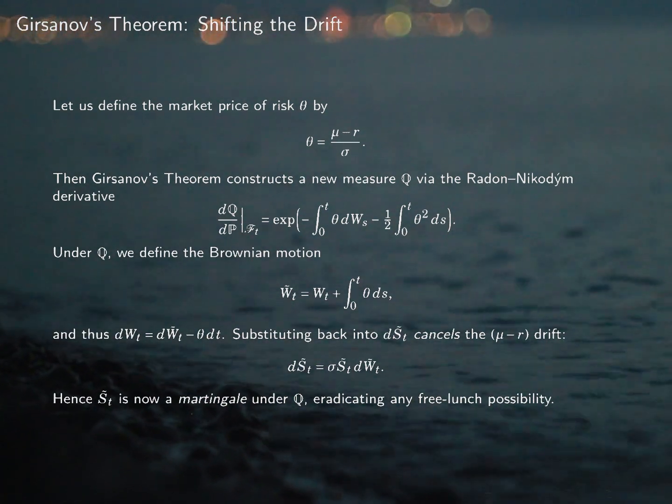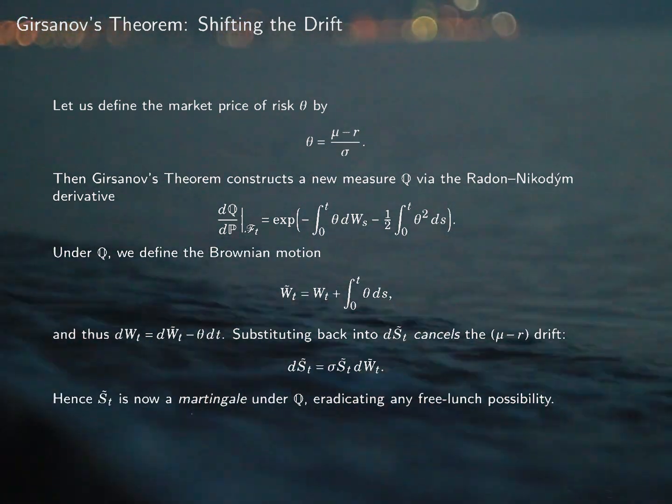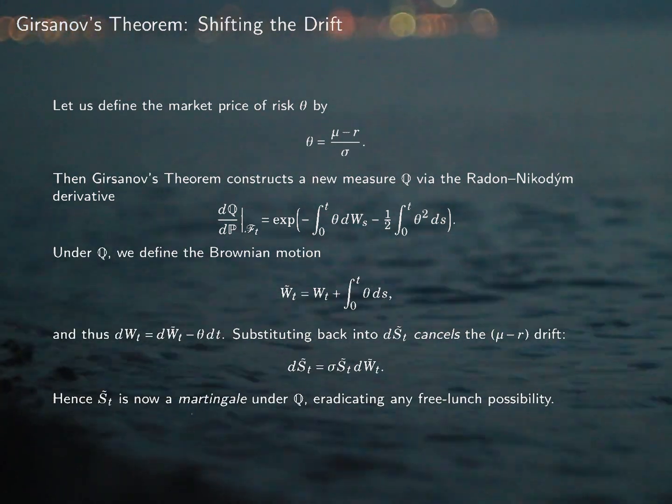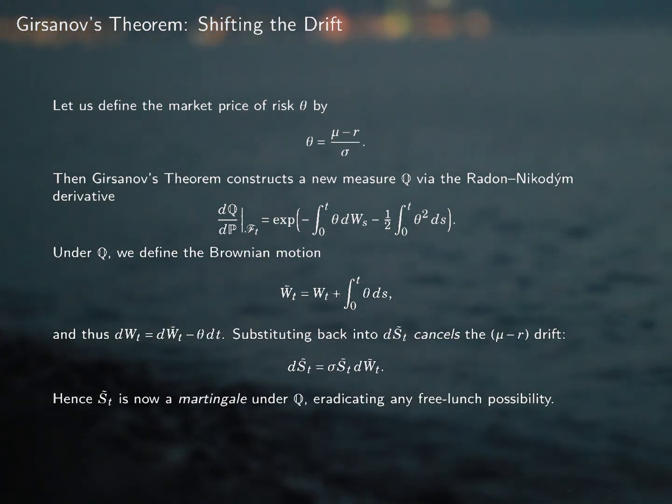Now, the discounted price process follows a pure Brownian motion with no directional bias under capital Q. That makes it a martingale. In other words, no arbitrage, no free lunch, and we're finally in the right universe for pricing.